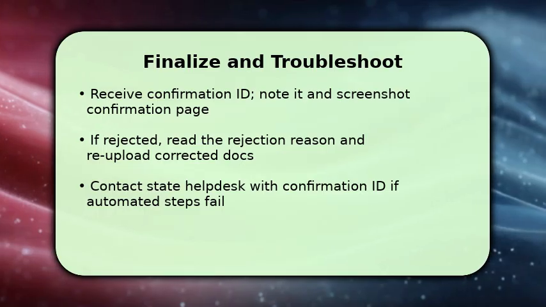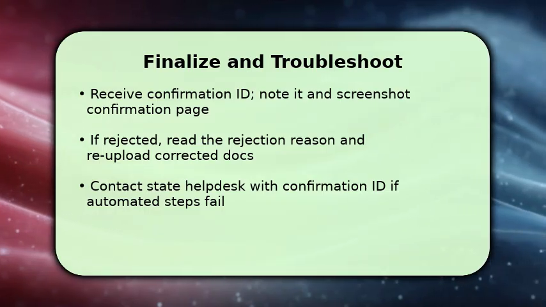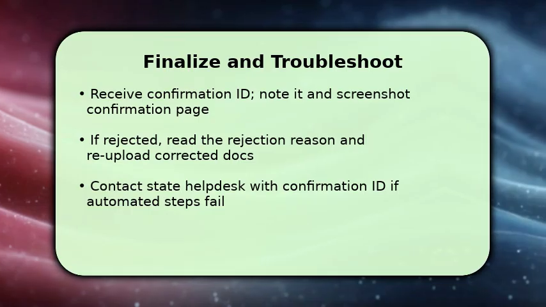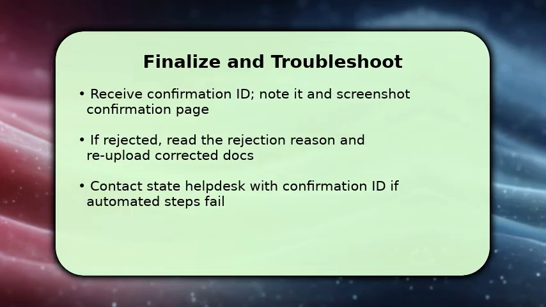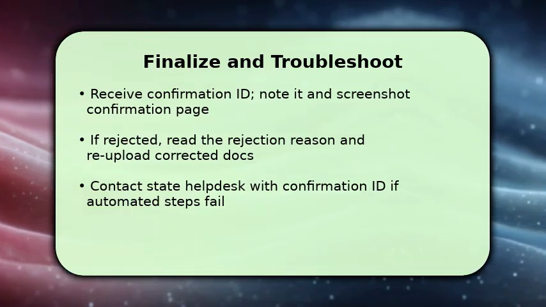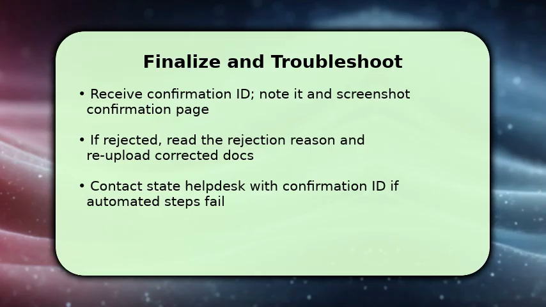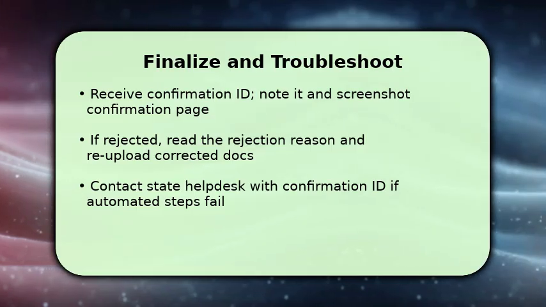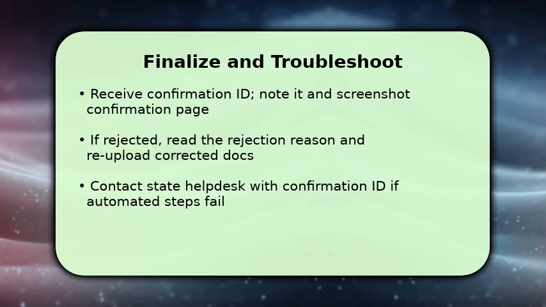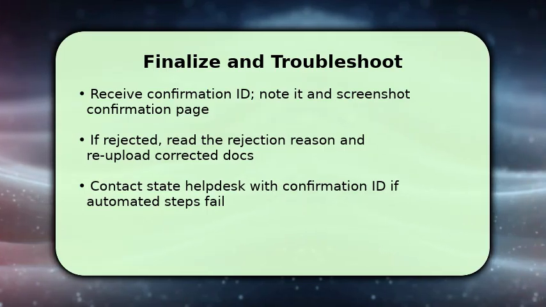If the application is rejected, read the rejection reason carefully, correct the specific issue, and re-upload the precise document. If problems persist, contact the state's help desk with your confirmation ID. They can flag manual review. One troubleshooting tip: clear cache or try an alternate.